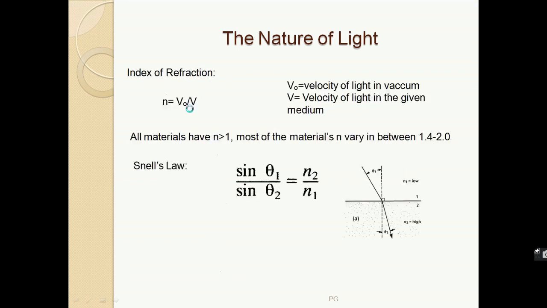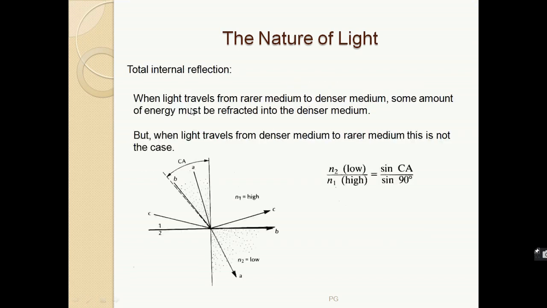There is another phenomenon that arises in refraction, which is total internal reflection. Total internal reflection takes place when the light travels from a denser medium to a rarer medium. When light travels from rarer to denser medium, always some amount of energy is transmitted through the denser medium. But in the opposite case, this is not always true. When light travels from a denser medium to a rarer medium, it is refracted away from the normal. So at a certain angle, when the light falls on the interface between the two mediums, it is refracted at an angle of 90 degrees.